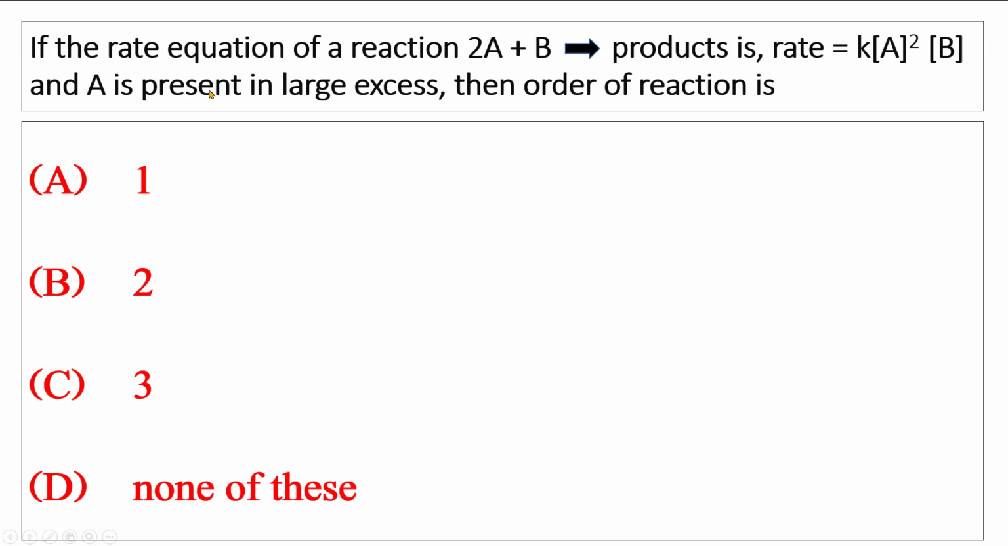If the rate equation of a reaction 2A plus B gives products is rate equals k into A squared into B, and A is present in large excess, then the order of reaction is 1, 2, 3, none of these. Correct option is A. Then the order of reaction is 1.